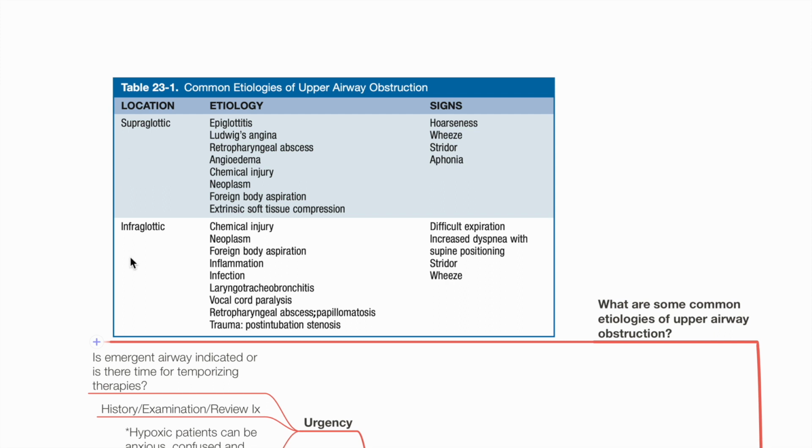Infraglottic etiologies include chemical injury, neoplasm, foreign body aspiration, inflammation, infection, laryngotracheobronchitis, vocal cord paralysis, retropharyngeal abscess, papillomatosis, and trauma such as post-intubation stenosis.